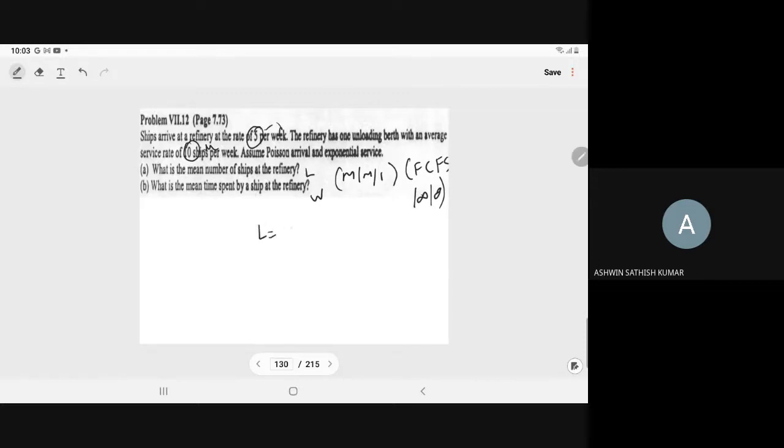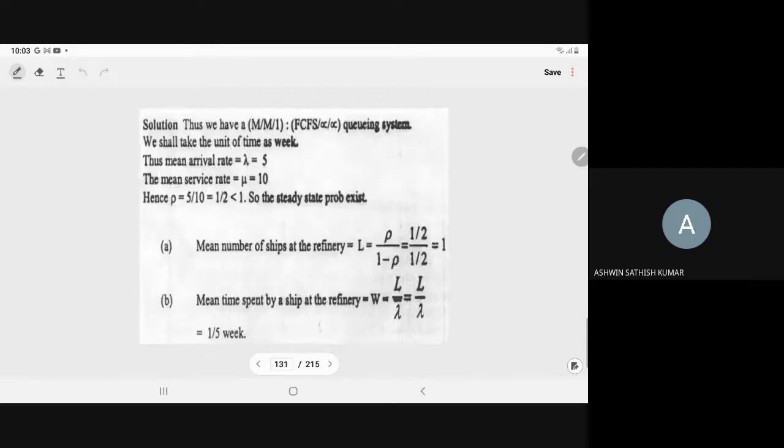So we know that L is what? Lambda upon mu minus lambda, and W is 1 upon mu minus lambda. So both you have. Here L is equal to rho upon 1 minus rho, or lambda upon mu minus lambda, that is 1, and W is equal to L upon lambda, or 1 upon mu minus lambda. Any formula you can use. So it is 1 by 5 week. So this is the question of the M/M/1 queuing model.